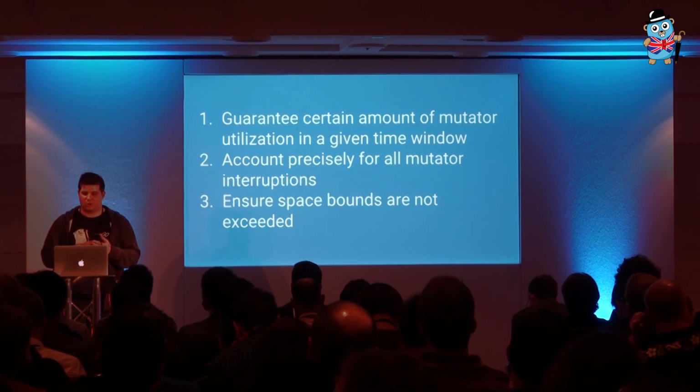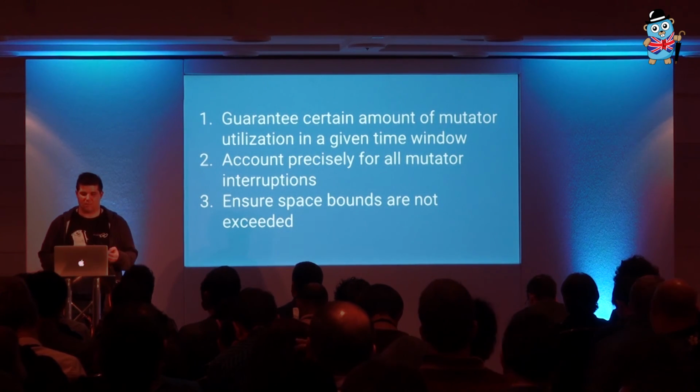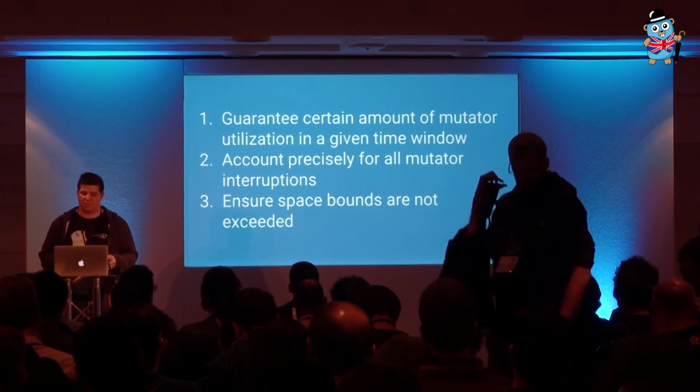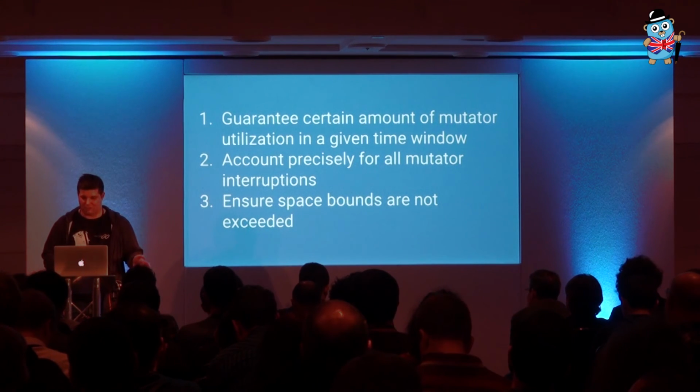So when we're talking about real-time garbage collection, what are the required capabilities for a garbage collector to be considered real-time? It needs to guarantee a certain amount of mutator utilization in a given time window. The mutator is the program that mutates the graph of objects. It needs to account precisely for all mutator interruptions, and it needs to ensure that the space bounds are not exceeded. The last thing is important because if you had unbounded space and didn't care for that, garbage collection under these circumstances is trivial because you never clean up anything.